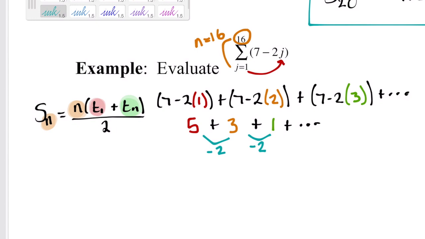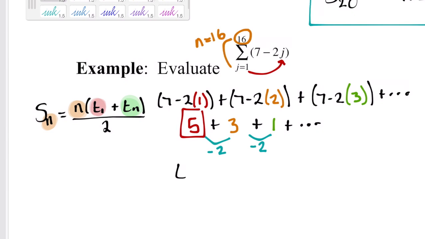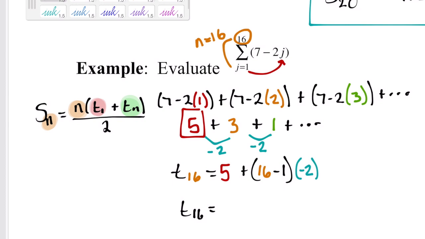I figured out my n. I know my first term is going to be that 5. So now the only thing left to do is to figure out what my t sub n is. So in this case, my 16th term, since that's the term we're ending on, which is at the top of my sigma here. So then I'm looking for t sub 16. This is going to be equal to my first term 5 plus 16 minus 1. Again, multiplied by my common difference, which I know is negative 2. And so doing all this out, my t sub 16 ends up being negative 25.